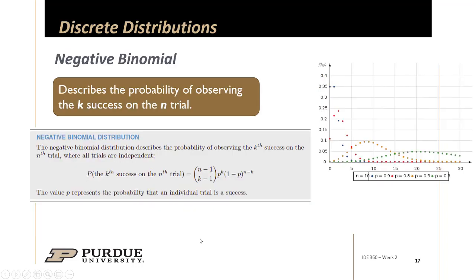Another one is the negative binomial. This one describes the probability of observing k successes on the nth trial. So for example, if I have 5 trials, then the probability of observing 0 successes, or 1 success, 2 successes, 3 successes, etc., up till that trial.